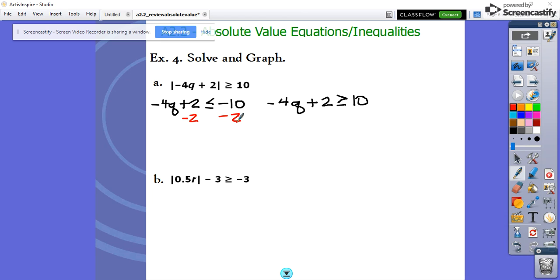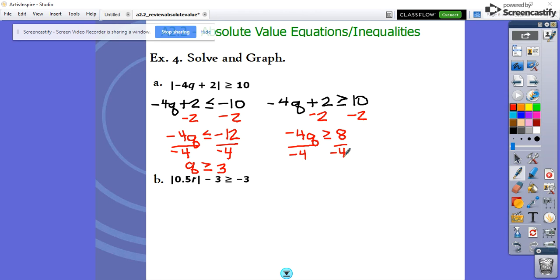-2 minus 2, -4q is less than or equal to -12. And then I hope you remember the rules. If I divide by a negative, you should remember them. We went over them yesterday. Q is going to be greater than or equal to 3. Now if we do the other side, steps are going to be the same. So -2 minus 2. -4q is greater than or equal to 8. Divide by -4. Q is less than or equal to -2.